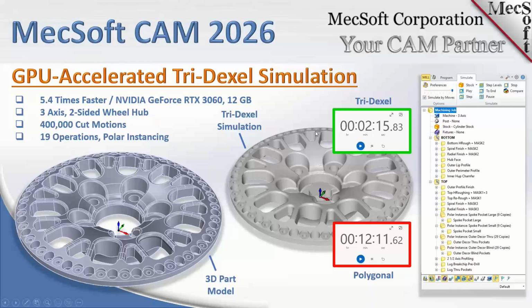Okay, so if you're sitting there, it doesn't look like a lot, but if you're waiting 12 minutes for a complete simulation, you're really going to appreciate not having to wait that long. So again, this is a 3-axis 2-sided wheel hub, 400,000 cut motions in these toolpaths combined. We have 19 operations, and some polar instancing for some of these holes around here, but very, very, a lot faster.